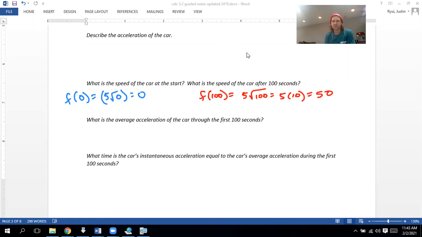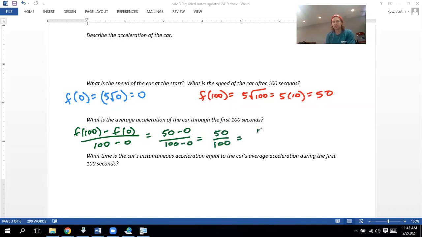So find the average acceleration. Well, the average acceleration would be the average rate of change, right? So f of 100 minus f of 0 over 100 minus 0. That's 50 minus 0 over 100 minus 0, or basically 50 over 100. So that's 1/2. We're basically increasing by 1/2 mile per hour per second. So our speedometer's on average going up, which makes sense. We start at 0 and get up to 50 miles per hour over 100 seconds.